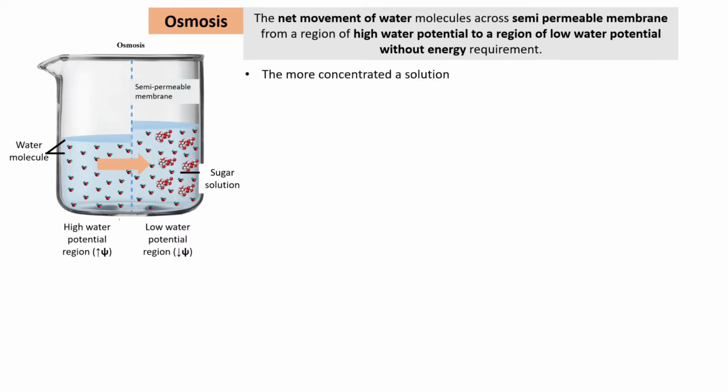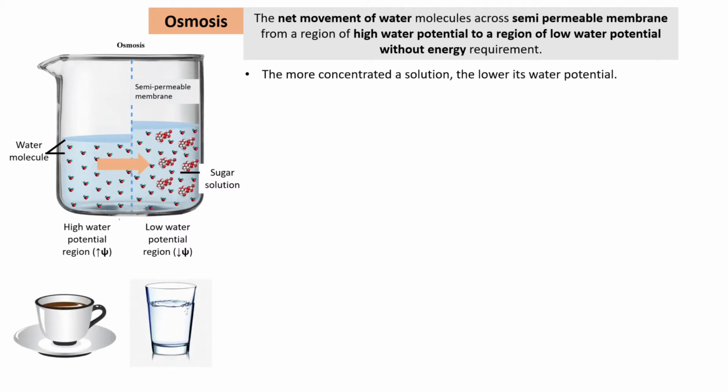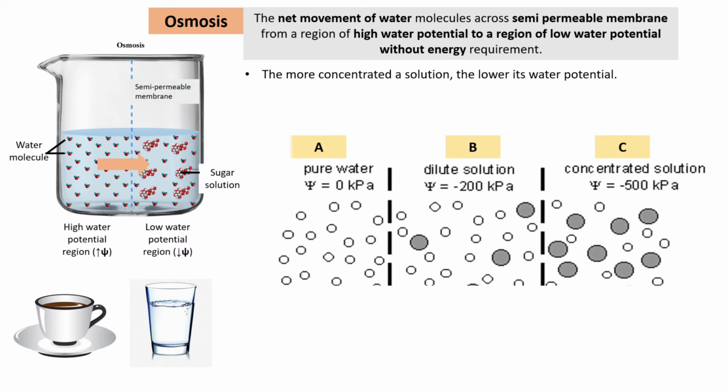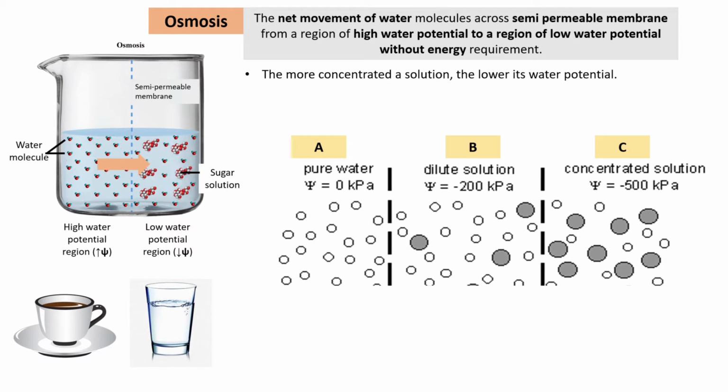The more concentrated a solution, the lower its water potential. For example, if we compare a cup of coffee and a glass of water, coffee has lower water potential compared to water, because coffee is more concentrated. By comparing the water potential, we can determine which region has the highest water potential, and the lowest water potential. We also can determine the direction of water diffusion between different regions.